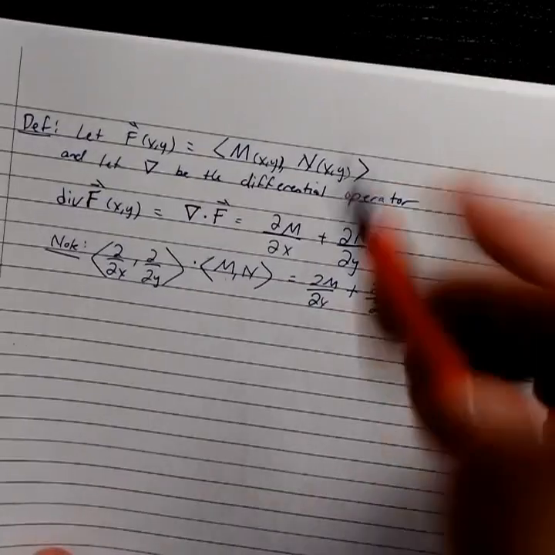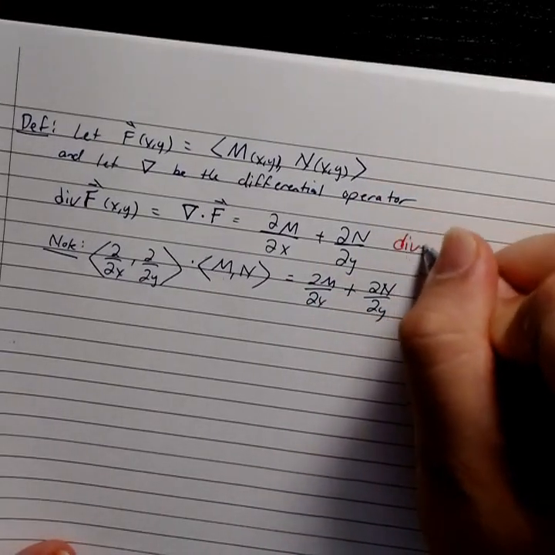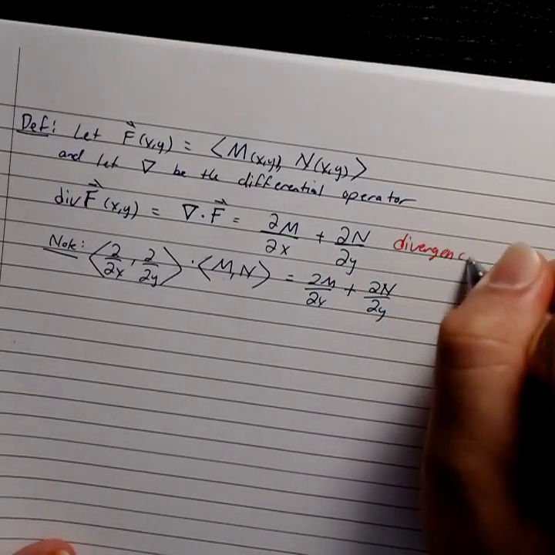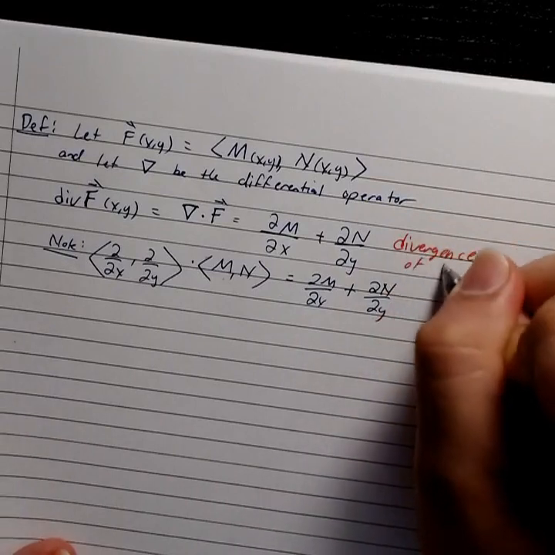Here, let me label that. That's called the divergence of f.